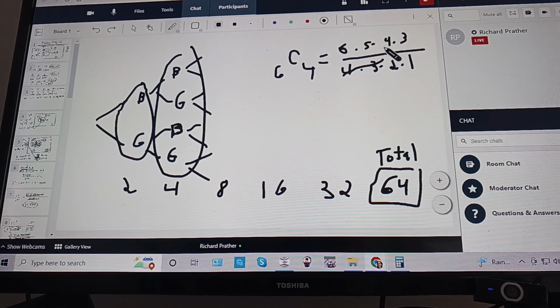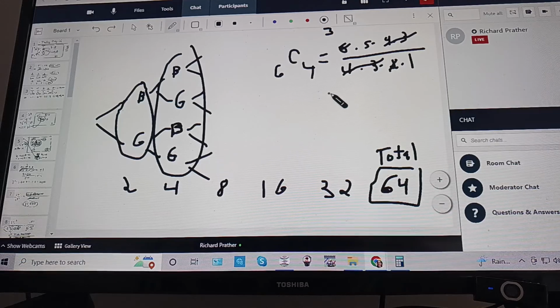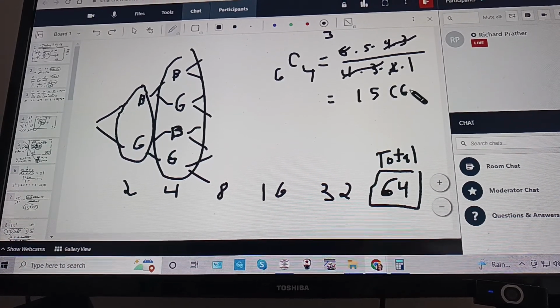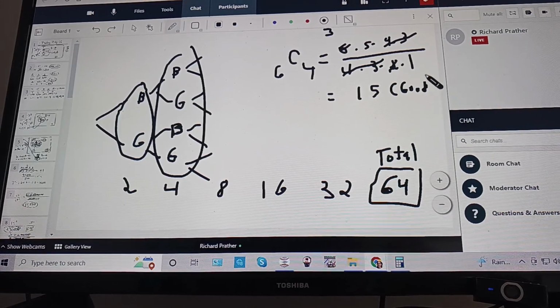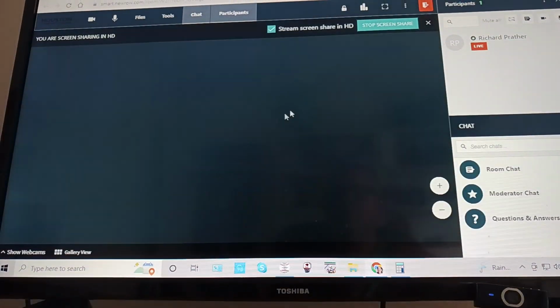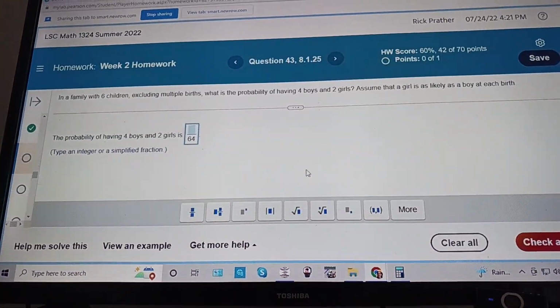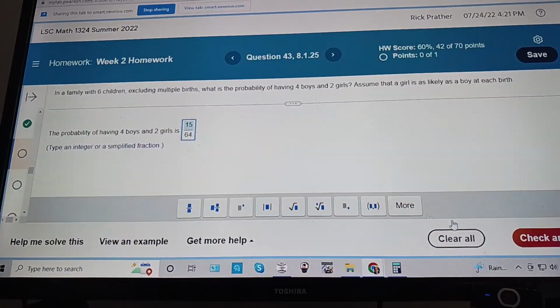4s and 3s cancel out. 2 can go into 6 3 times. There's 15 ways to do this. This is the good cases: 15 ways to have 4 boys in a family and 2 girls. And then the total is 2 to the power of however many kids there are.